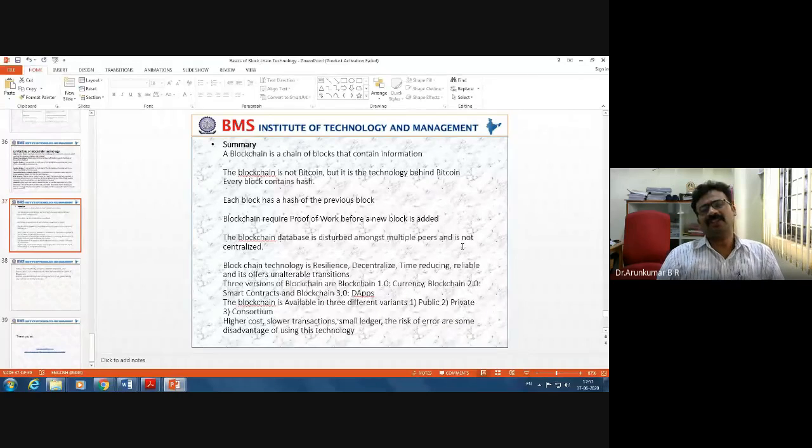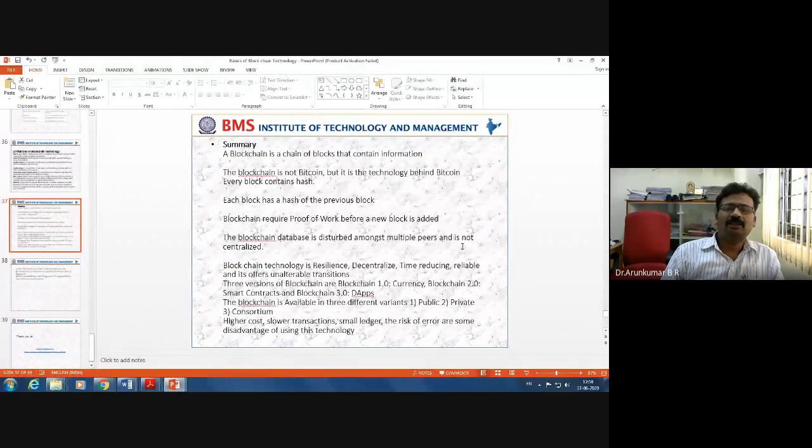There are three versions of the blockchain. Blockchain 1.0, that is currency. Blockchain 2.0 for small contracts, and blockchain 3.0 for DApps, development of apps. The blockchain is available in three different variants: public, private, and consortium. These are the three variants of the blockchain.